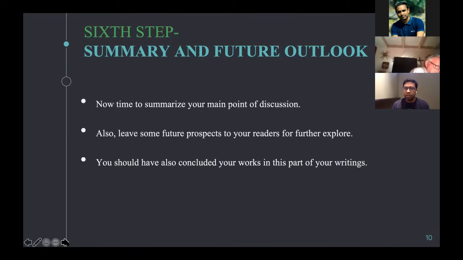In the case of a research article, you have to have the conclusion part. That conclusion part will include your results, what you found during your experiment or simulation, your main result. You should summarize your conclusion.